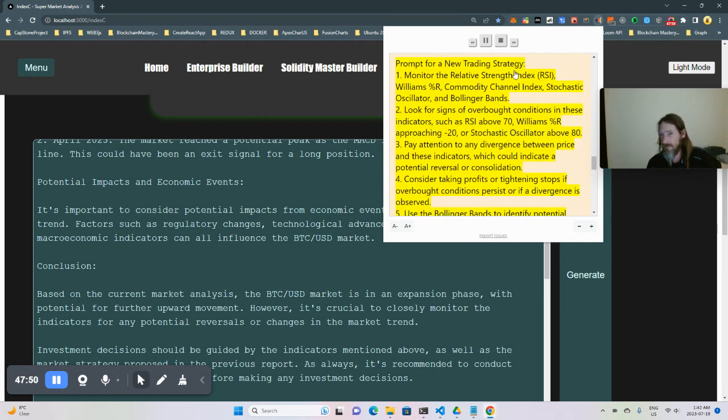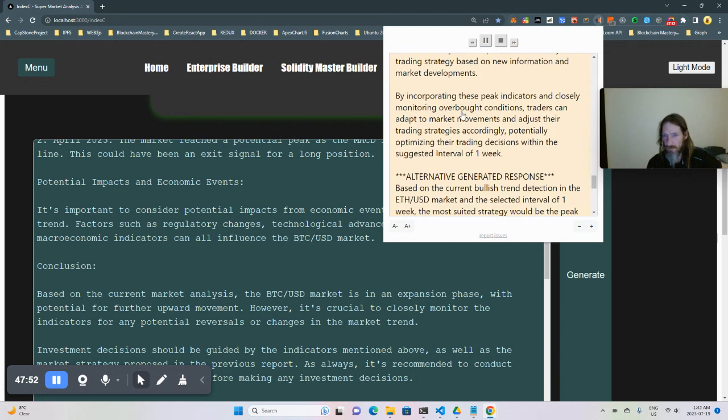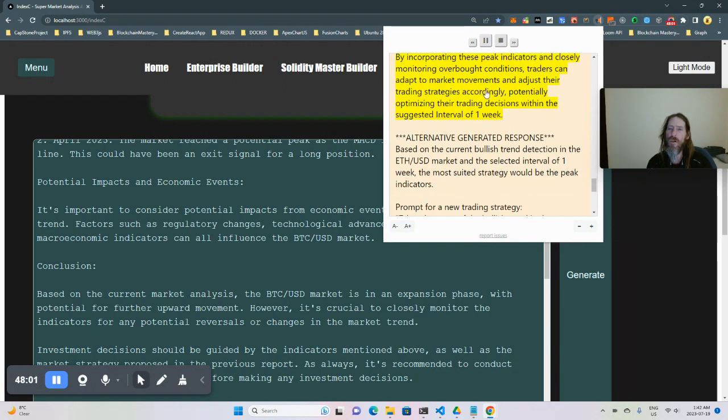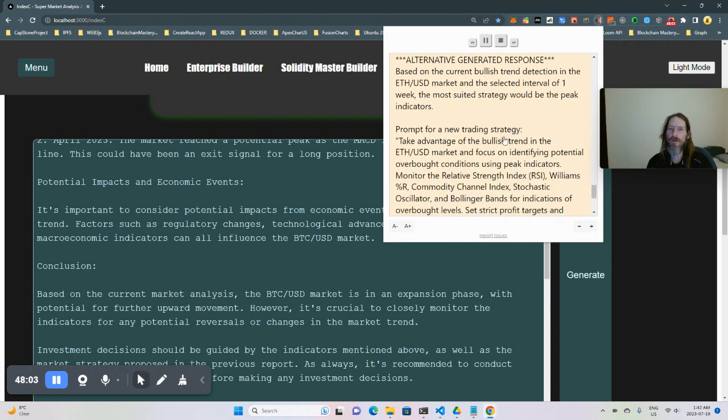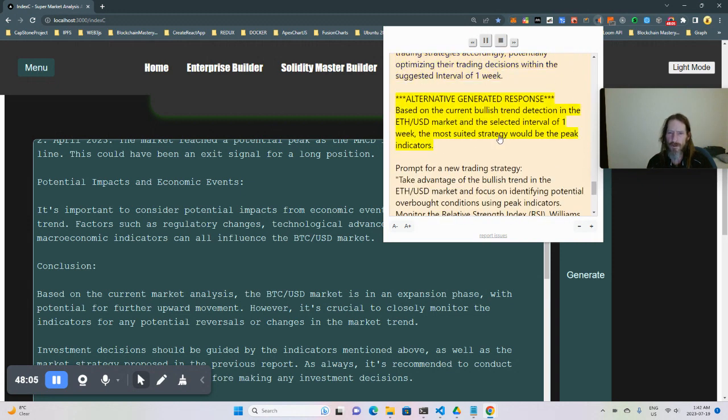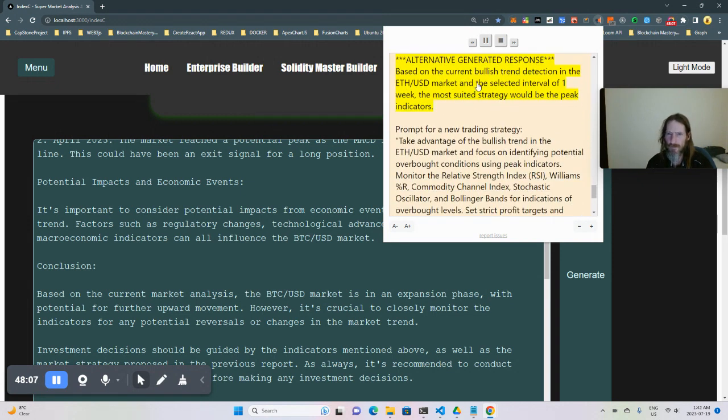1. Monitor the relative strength index (RSI). Okay, commodity channel index, I'll talk about this a lot. Peak indicators and closely monitoring overbought conditions. Traders can adapt to market movements and adjust their trading strategies accordingly, potentially optimizing their trading decisions within the suggested alternative generated response. Based on the current bullish trend detection in the ETH/USD market and the selected interval of 1 week, the most suited strategy would be the peak indicators.